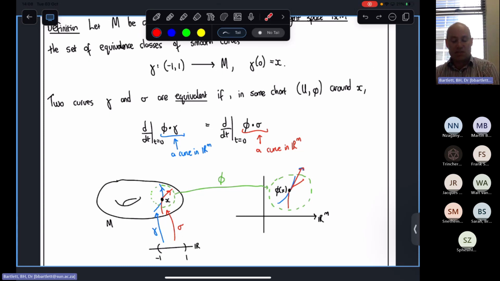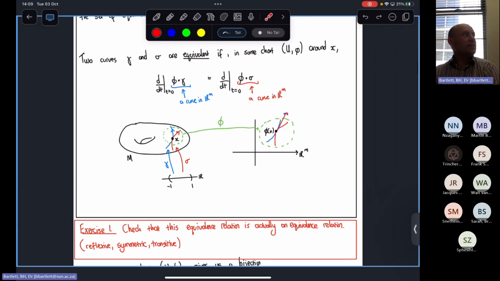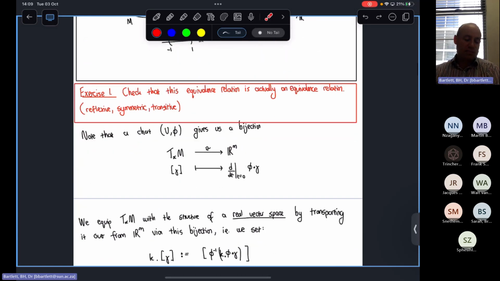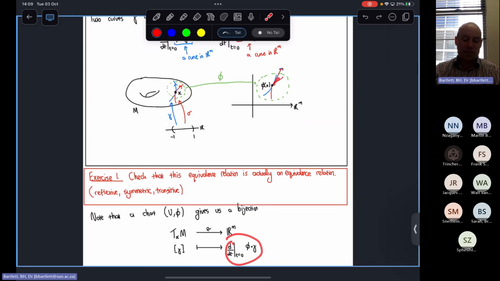Okay, so basically just considering the curve up to first order. The set of equivalence classes of curves through this point x, that's the tangent space at x. And that is an equivalence relation, so we get a set, and it's actually a vector space because you can give a bijection between that set and R^m just by taking, in one of your charts, an equivalence class of curves and mapping it to the actual vector in R^m, which is the tangent vector of that curve.